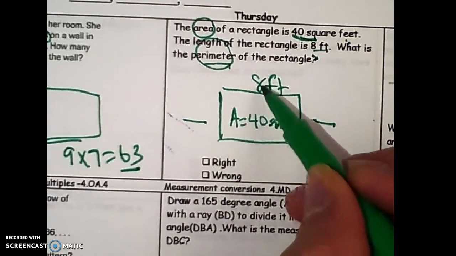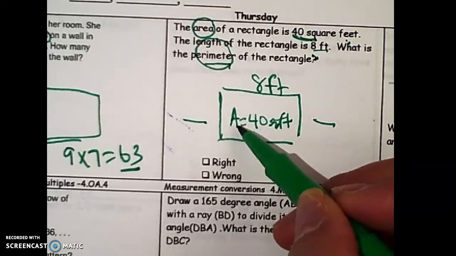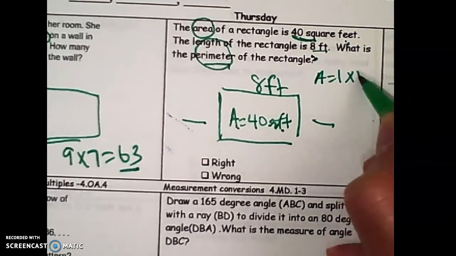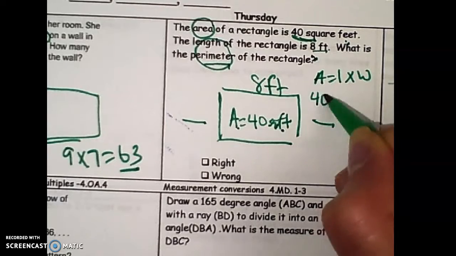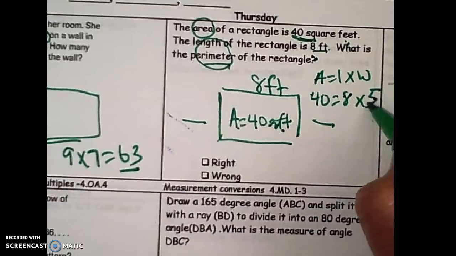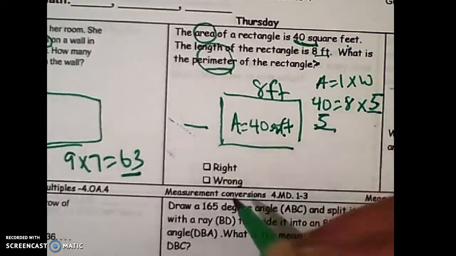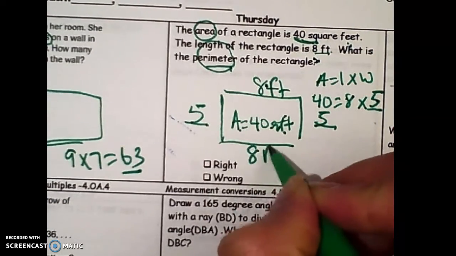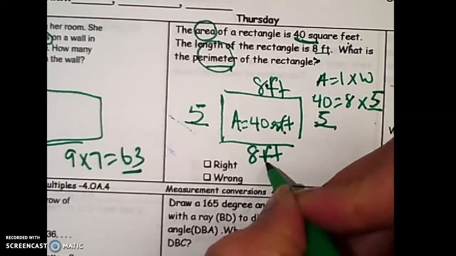Well, we know that in a rectangle, we find area by multiplying length times width. We know our area is 40. We know our length is 8. So I'm asking myself what number times 8 gives me 40. And we know that is 5. So now we know this side is 5 and this side is 5. And we know opposite sides in a rectangle are the same. So I know that side is also 8.